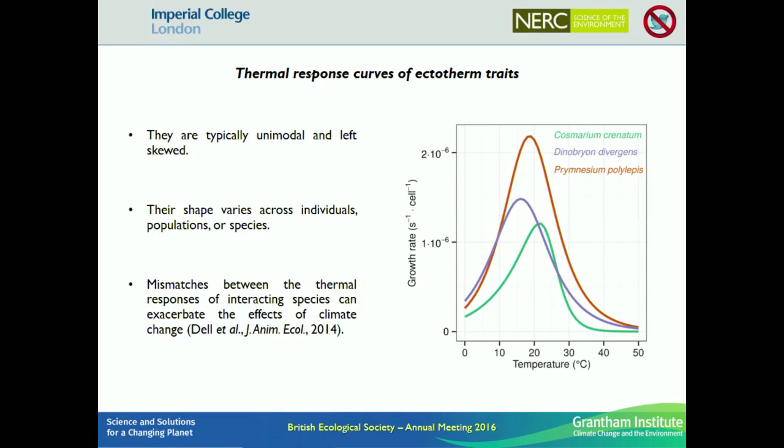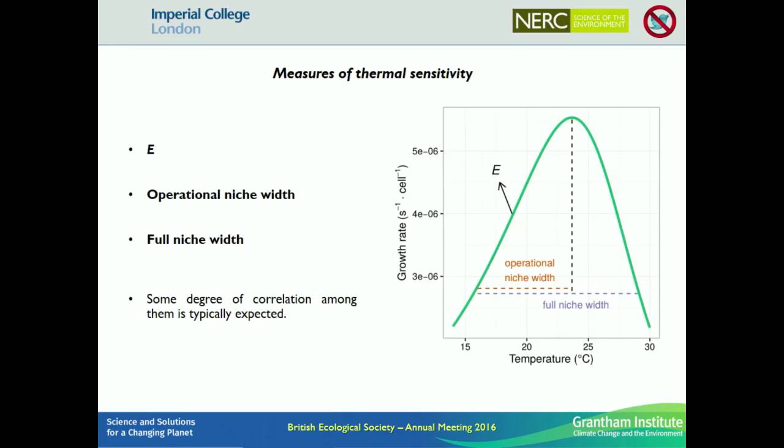As you saw in Elisa's talk, if you take a biological rate of an ectotherm and measure it across a range of temperatures, you typically get a unimodal curve. Various parameters of its shape vary across individuals, populations, or species. We are really interested in the processes that generate variation in the shape of thermal response curves, because literature suggests that mismatches between interacting species in the shape of their curves can exacerbate the effects of climate change.